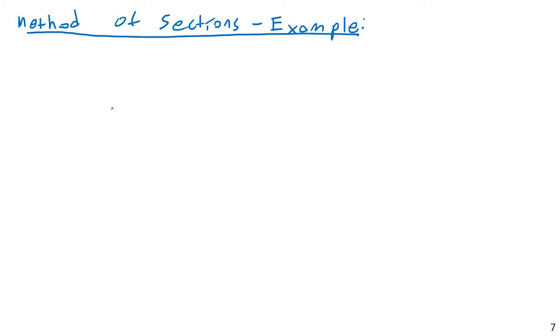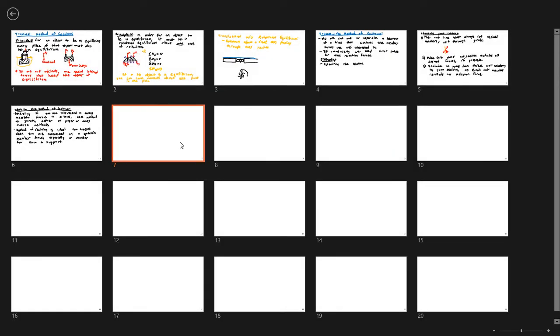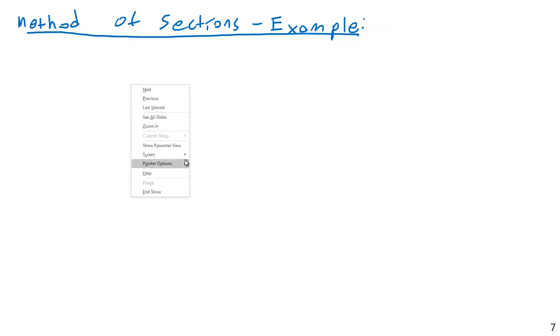As we mentioned previously in part 1 of this lecture, we saw that the method of sections was ideal for situations where you're interested in just maybe one member force or a handful of member forces. It's not necessarily ideal if you are looking for the forces in every single member of a truss. So let's say we have a truss like this.